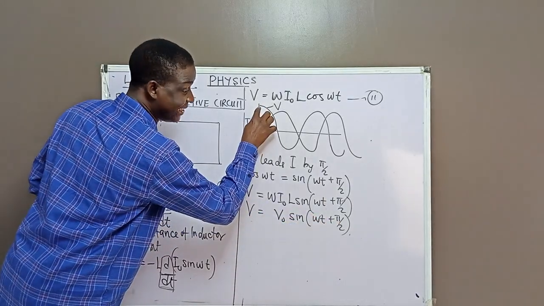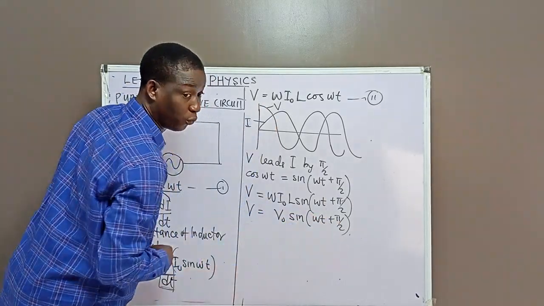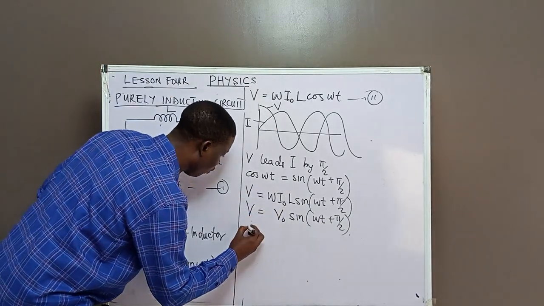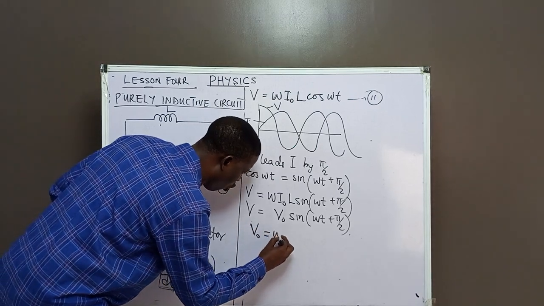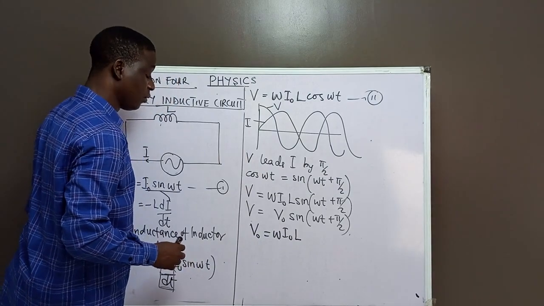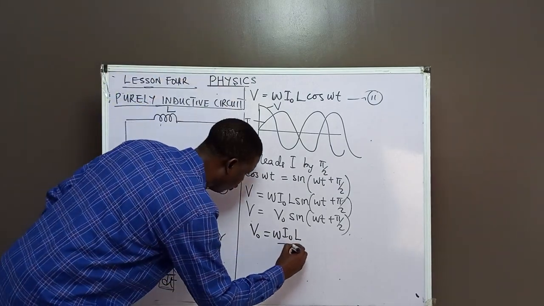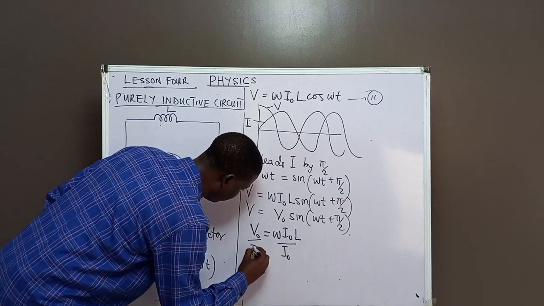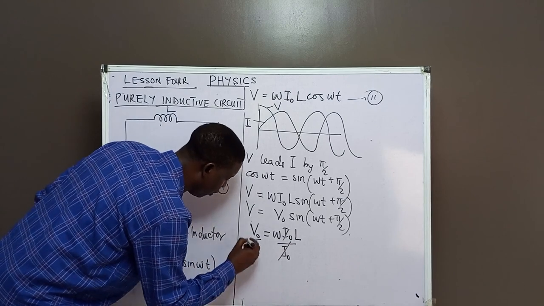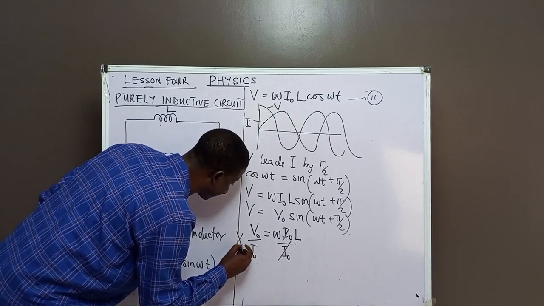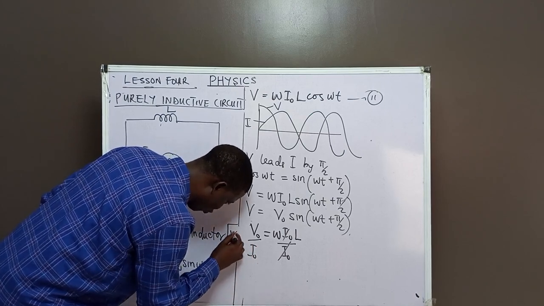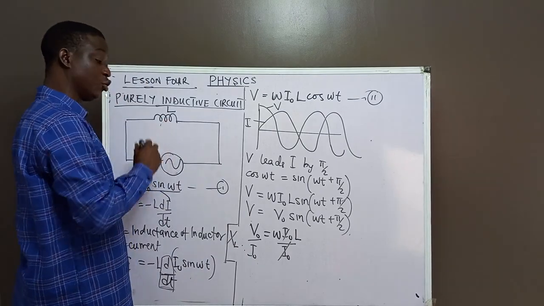So it started from 90. So there is an addition of 90 to that. Now, what will we compare these two now? What do you have? We have V naught equal to omega I naught L. Then how do we make what? Divide both sides by I naught, so that we can have V over I, which is equal to XC, no, XL. Why is it XL? Because we are dealing with an inductor.